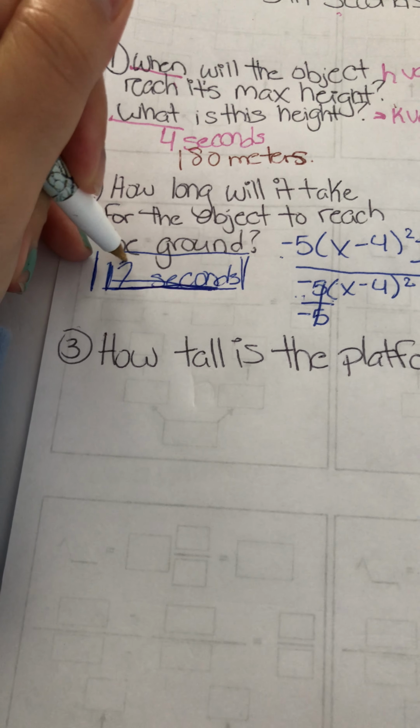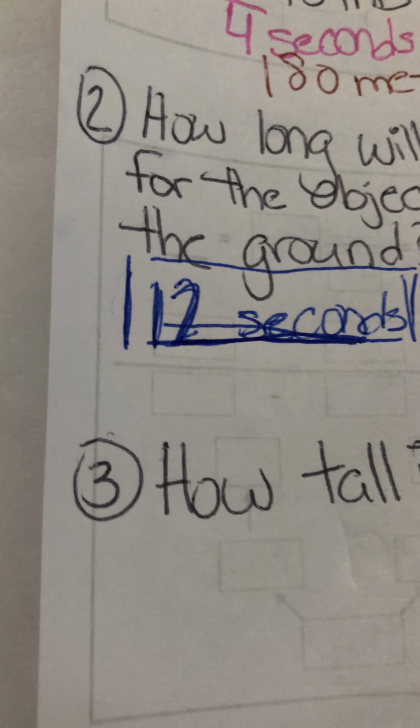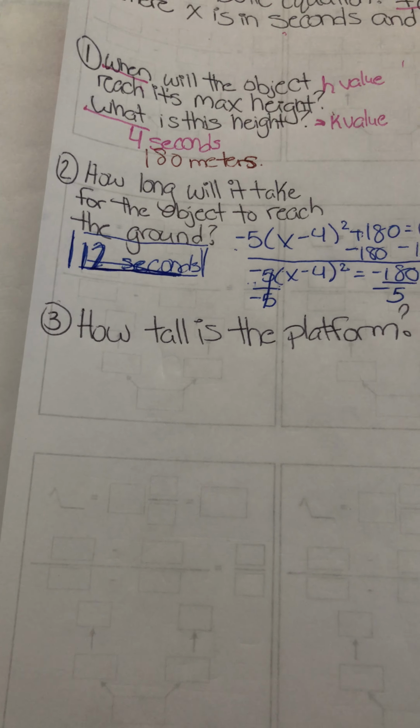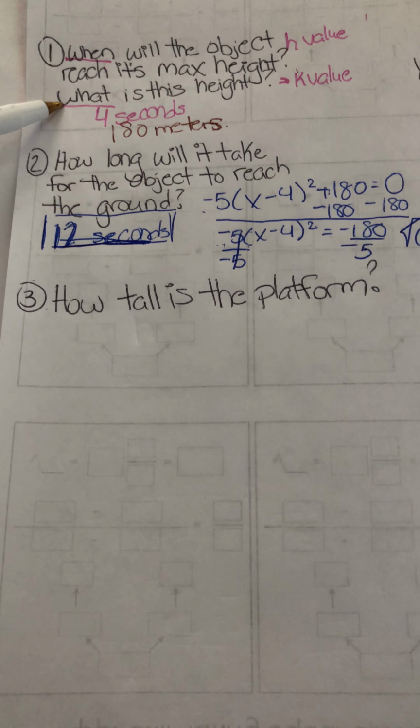I'm looking at this over my phone and I don't see that I'm crossing out my numbers. So 12 seconds is the total air time. Now, this third question is new. These two should have been a review.